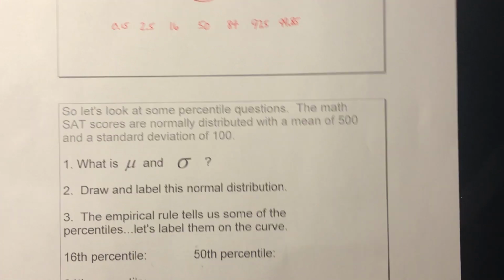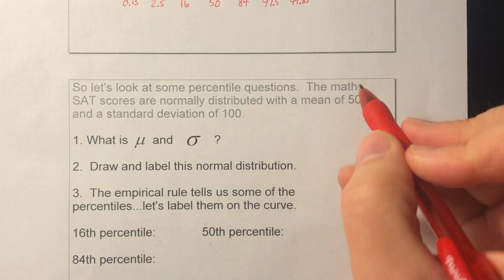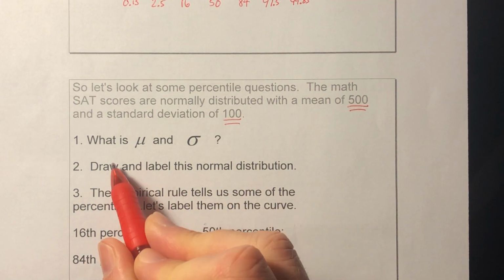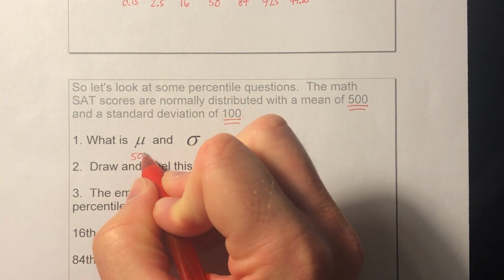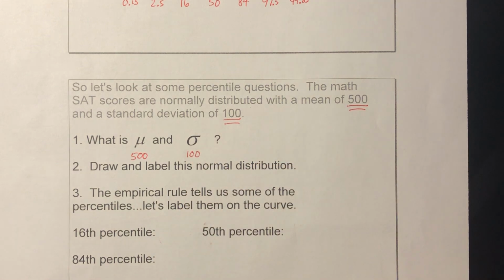All right. So here's our next set of questions. Let's say we take the math SAT. We're told that the scores are normally distributed with a mean of 500 and a standard deviation of 100. So the first question, what's the mu? That's your mean, 500. Little sigma is your standard deviation, 100.